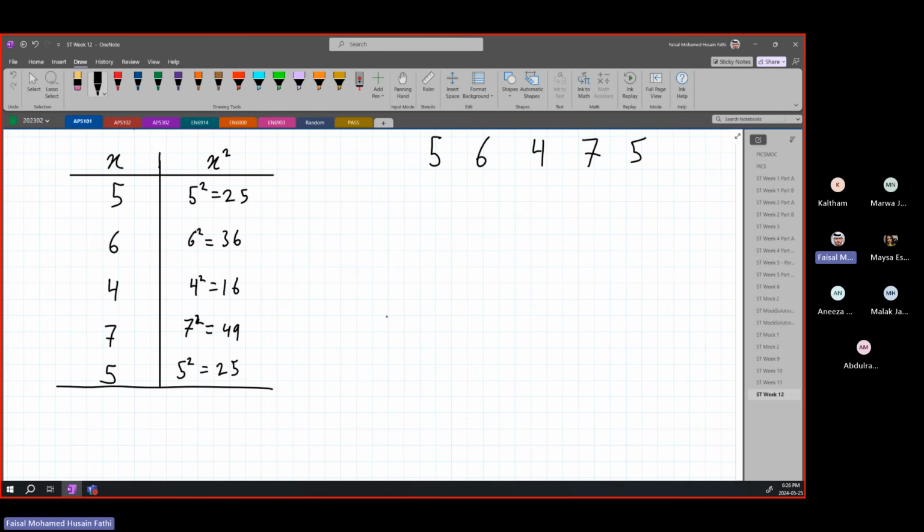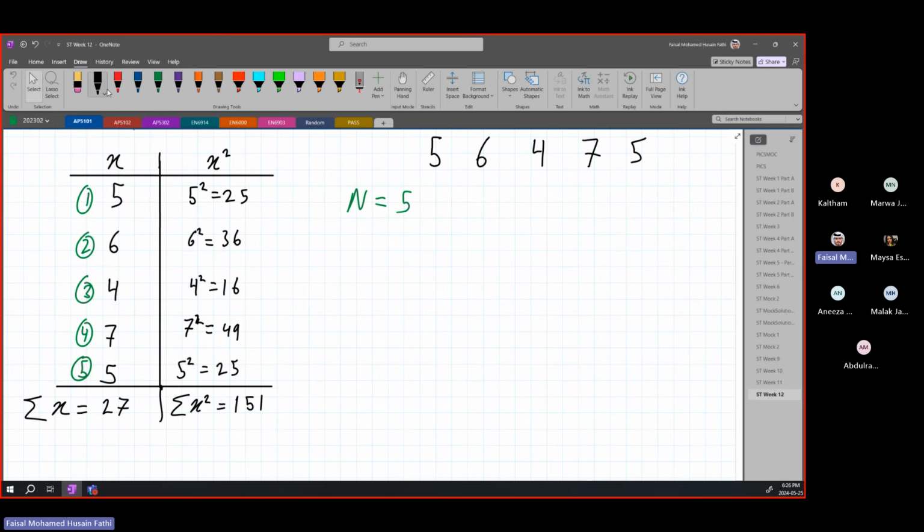Then you're going to have to find your summations. The summation of x for the first one is going to be equal to all the values added up: 5 plus 6 plus 4 plus 7 plus 5, which is 27. And then you're going to find your summation of x squared, adding the squared values: 25 plus 36 plus 16 plus 49 plus 25, which is 151. And obviously our n value: we have 5 values in total, so our n is equal to 5.